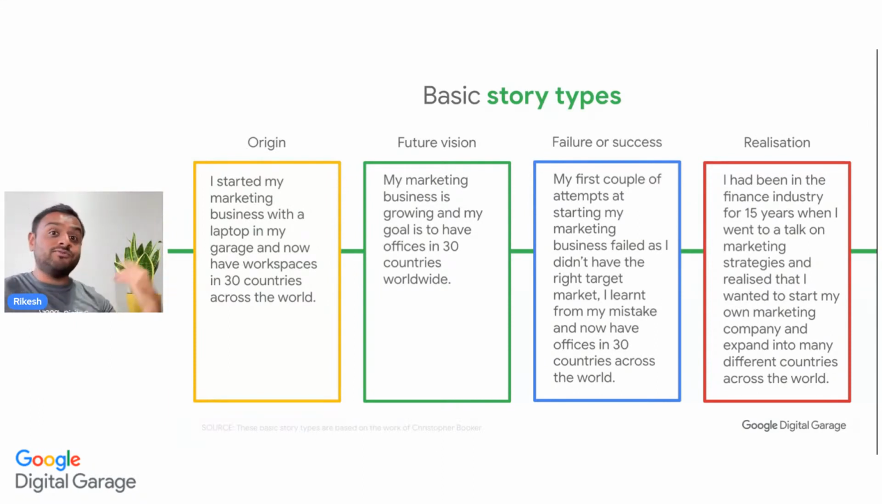You've then got your future vision type story. So my marketing business is growing and my goal is to have 30 offices in 30 countries worldwide. So where you see yourself in so many years' time. You've then got a failure and success type of storytelling as well. This is something you might have heard of if you follow some well-known business influencers online, or entrepreneurs in general.